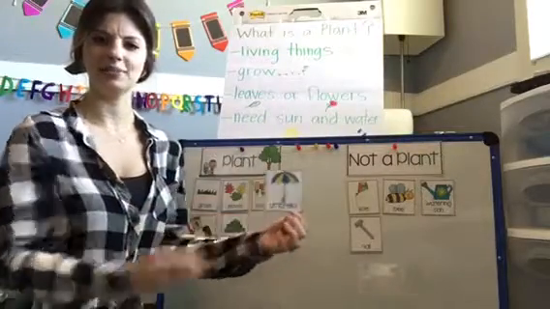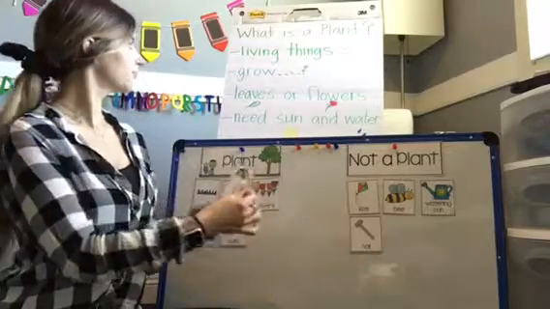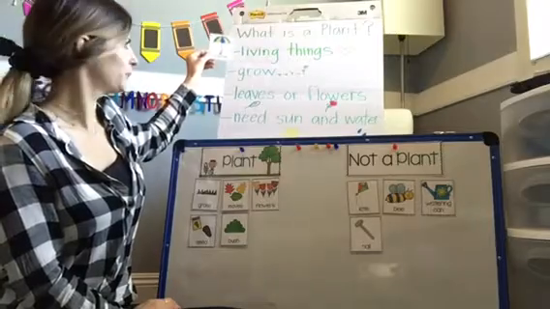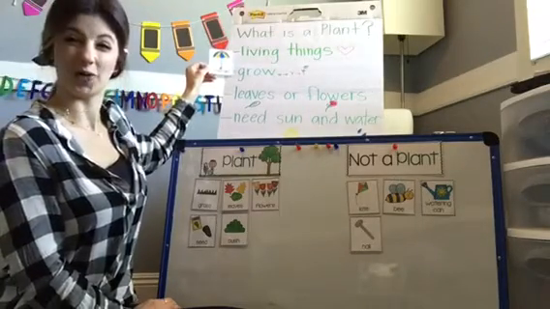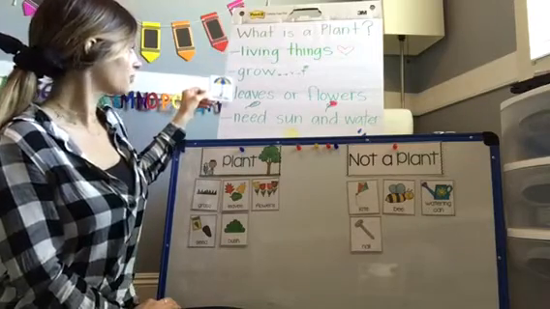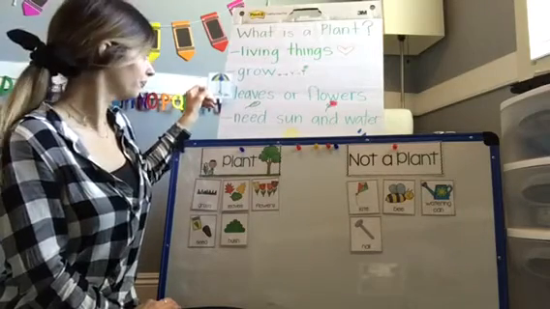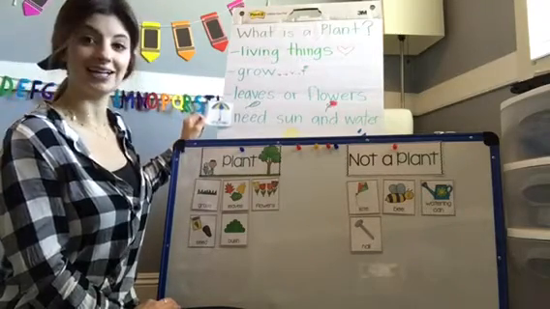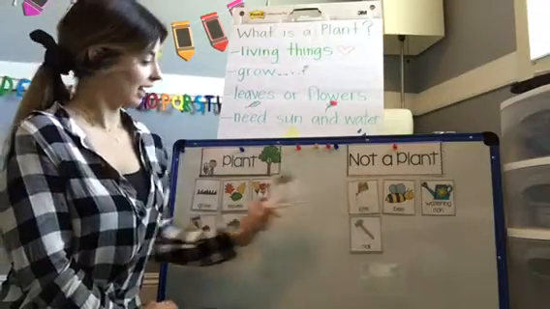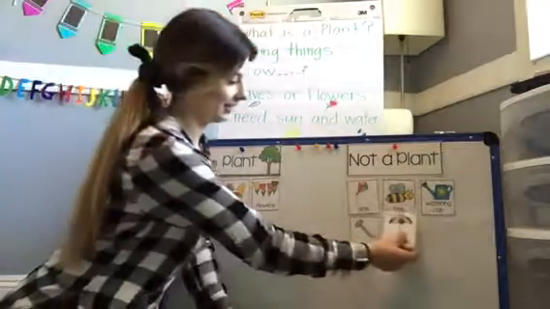Umbrella. Is an umbrella a plant or not a plant? Is an umbrella a living thing? No. Does an umbrella grow? No. Does an umbrella have leaves or flowers? No. Does an umbrella need sun and water? No. Is an umbrella a plant or not a plant? Not a plant.